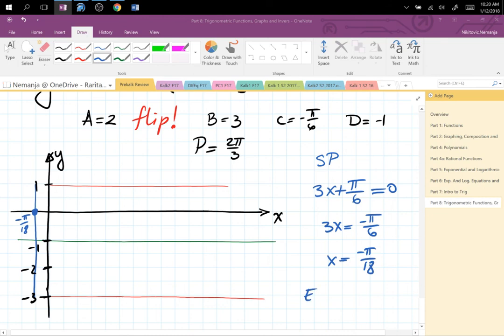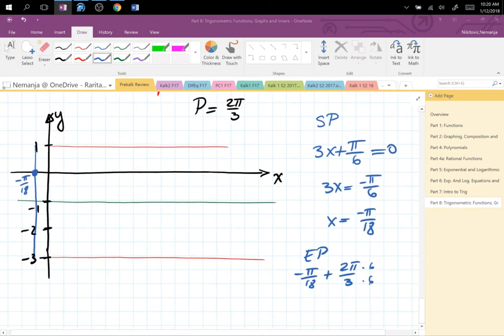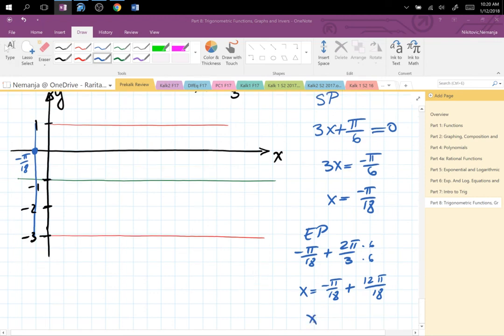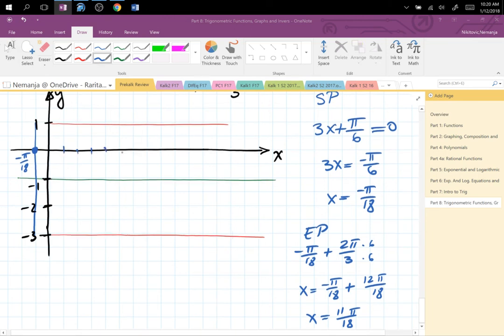Now I need my end point, and that's going to be negative pi over 18 plus 2 pi over 3. To find the common denominator, I multiply by 6. So the end point is going to be at x, negative pi over 18 plus 12 pi over 18. So it works out to be 11 pi over 18. All I need to do is count 11 from the origin. So there it is, 11. And the box is complete.